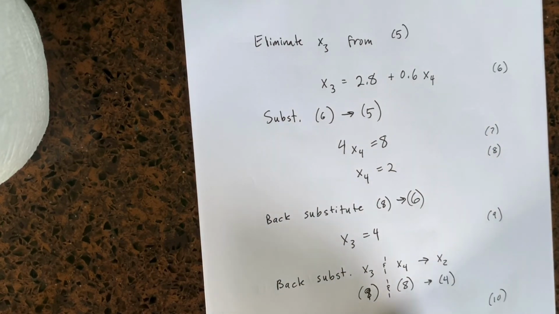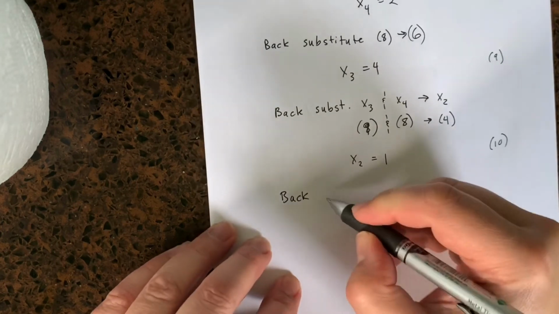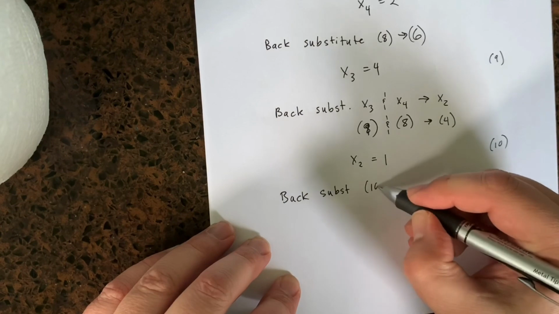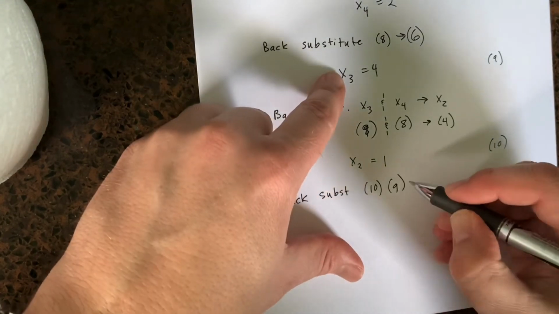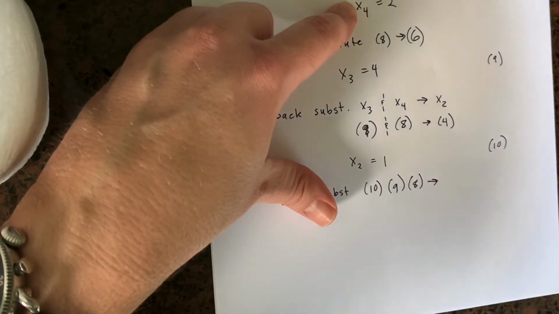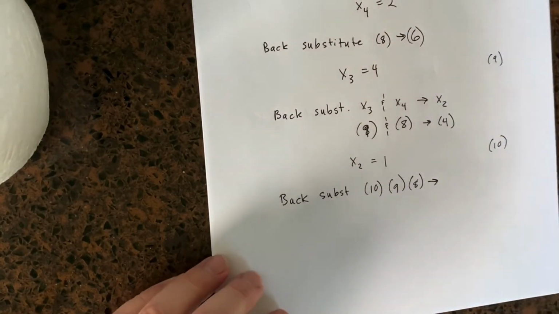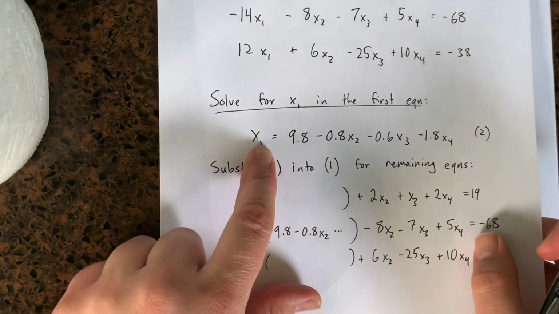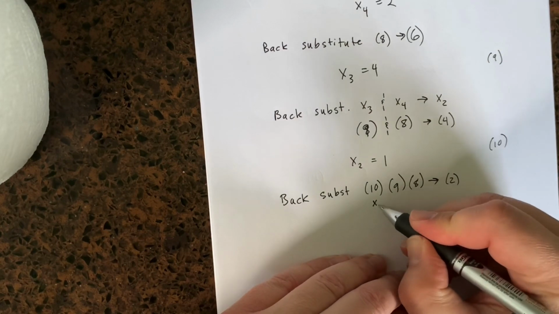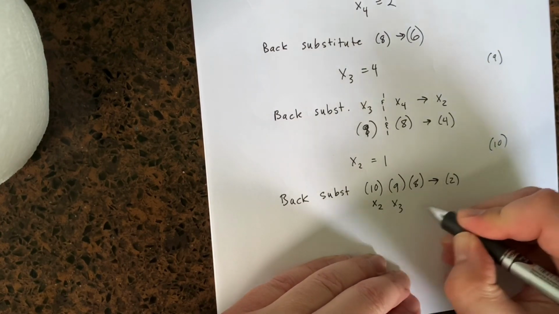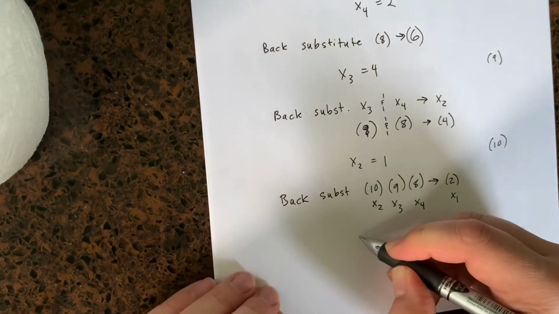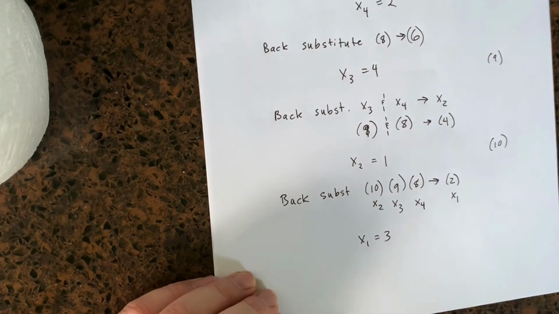One more time, back substitute. Equation 10 for x2, equation 9 for x3, equation 8 for x4, and substitute that into equation 2 for x1. And we get x1 equals 3. And we're done.